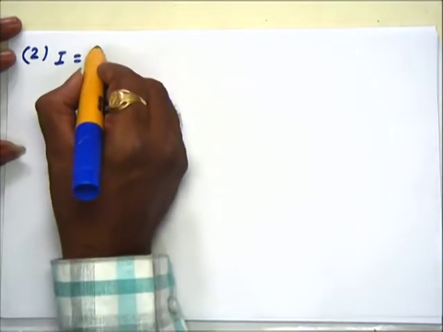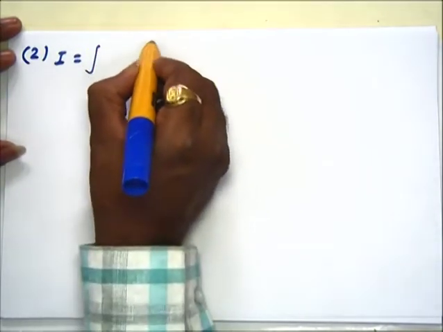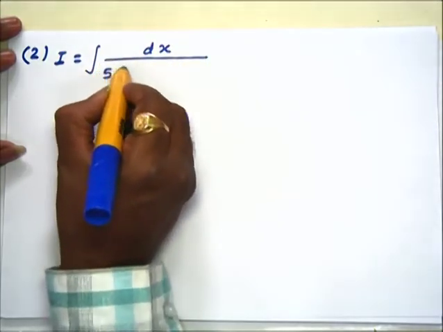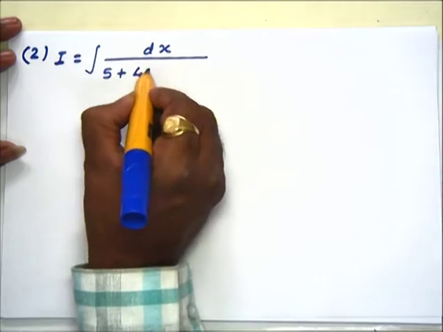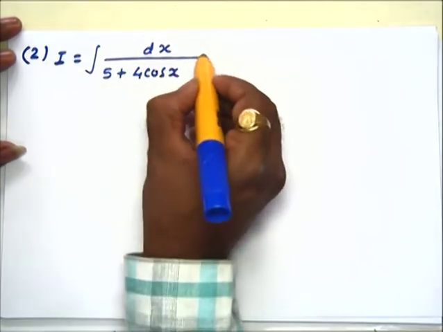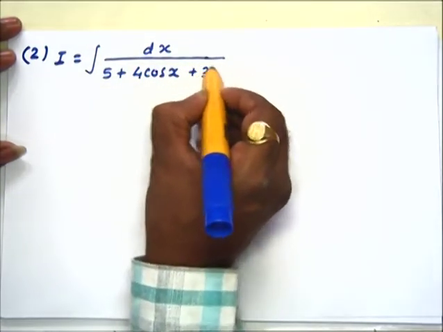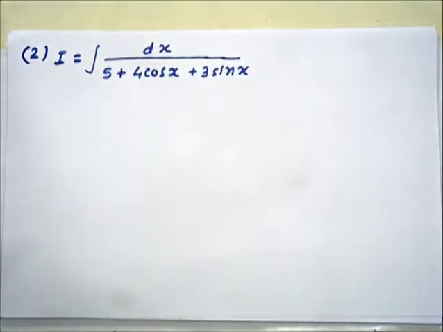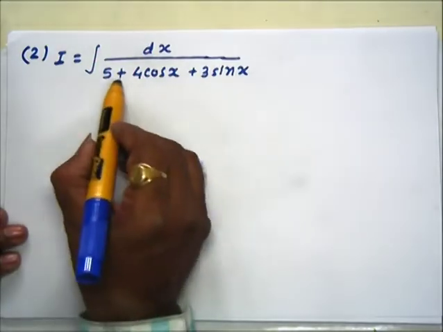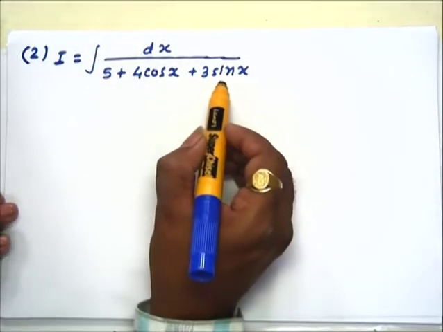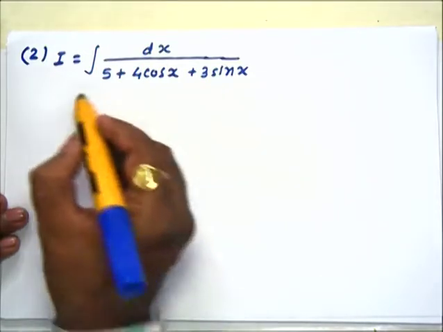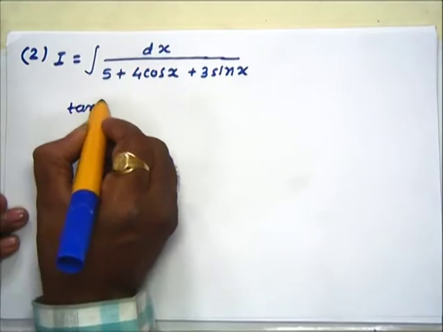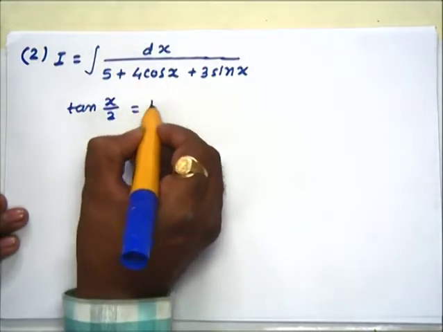I equals the integration of dx upon 5 plus 4 cos x plus 3 sin x. Now this is of the form a plus b cos x plus c sin x, so again we will take the substitution tan x by 2 equal to t.